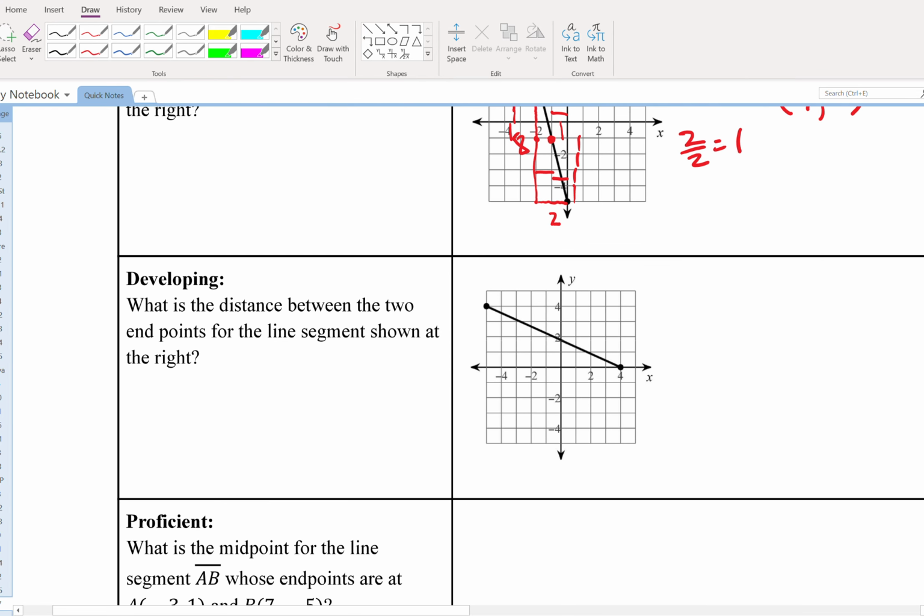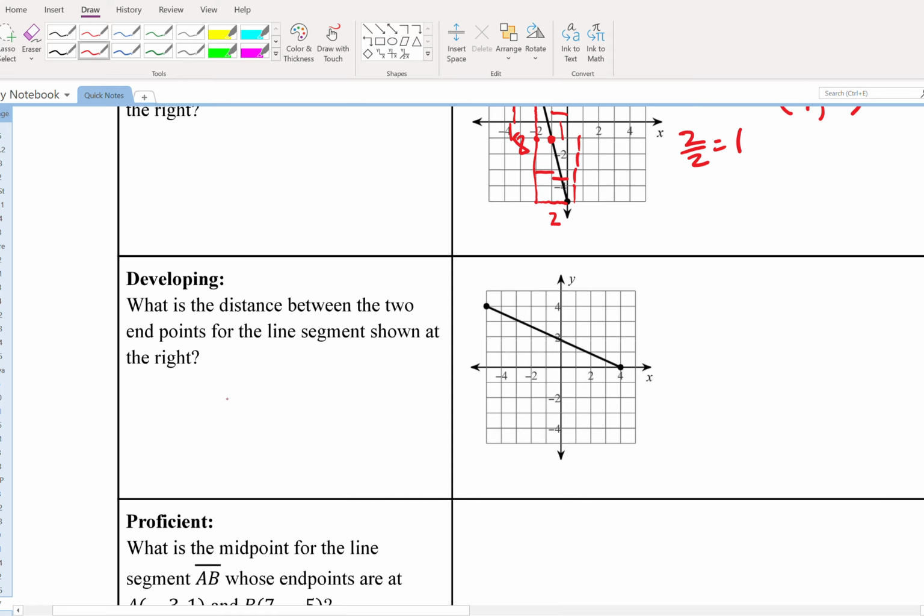Now, in this next one, it's asking about the distance between the two endpoints for the line segment shown. And the distance formula comes from the Pythagorean theorem. If I draw a line here that connects to the same level as the other point and a line here, then you can see that they form kind of a right angle, a right triangle. And then if this distance was A and this distance was B and this distance would be C, then you'd have A squared plus B squared equals C squared. And so the distance formula comes from that idea.